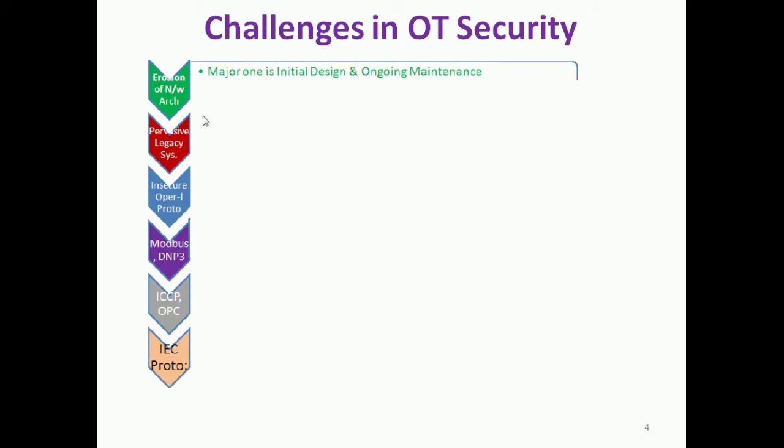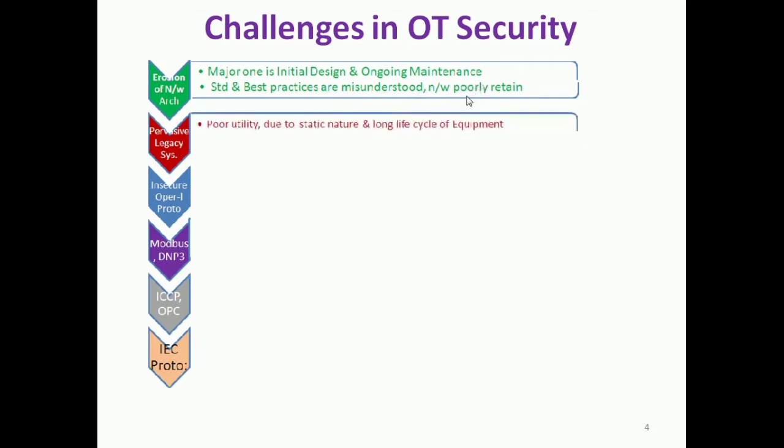Let me look at the erosion of network architecture. How does it happen? The initial design may be wrong, and ongoing maintenance may not be proper. So these may be the major causes. The second point is that standards and best practices are not properly understood, may be confused, and are poorly retained.